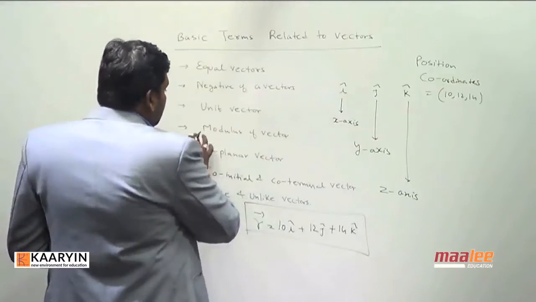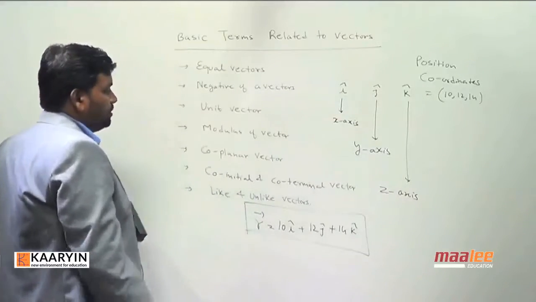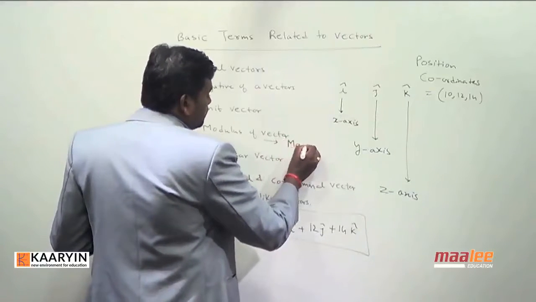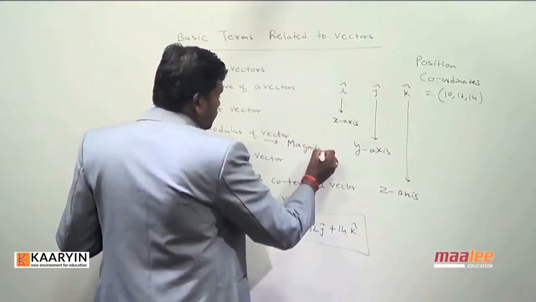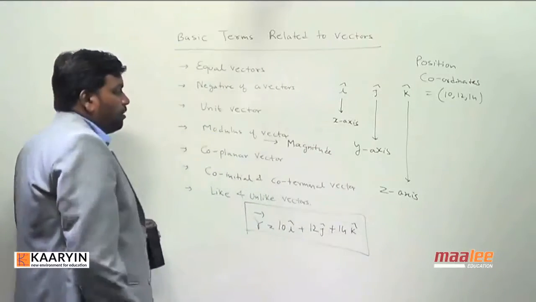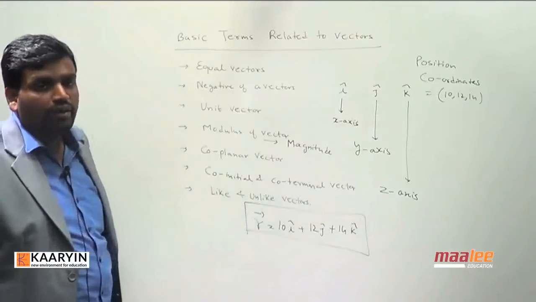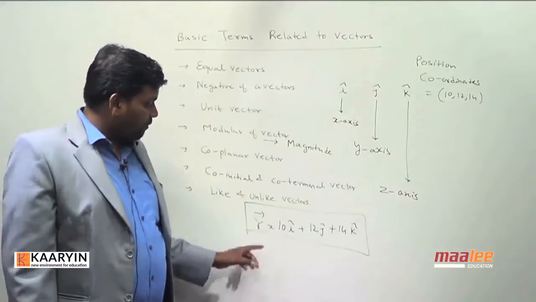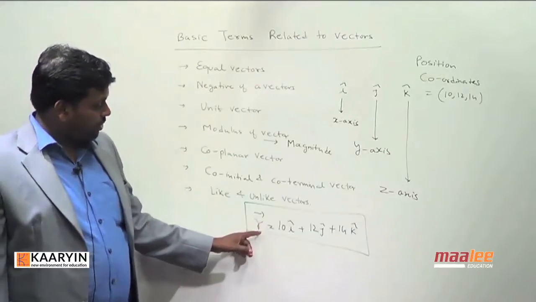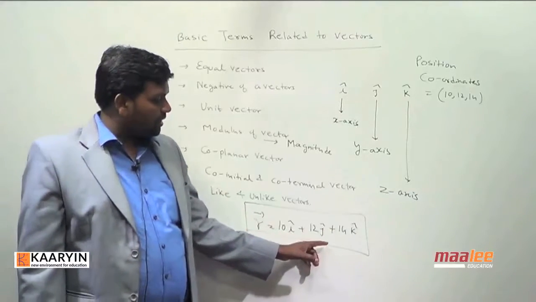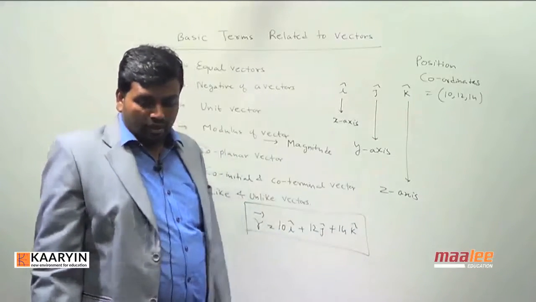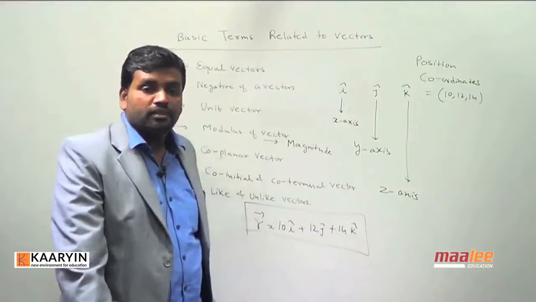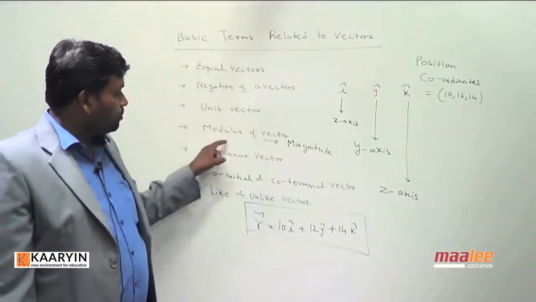Now, next term is modulus of a vector. Modulus means magnitude. So, modulus of a vector means how you can find the magnitude of a vector. Suppose I have given a vector in this form. What is the position vector here? 10 i cap plus 12 j cap plus 14 k cap. If I say you have to find magnitude of this vector, then what will you do? You will use modulus of vector.